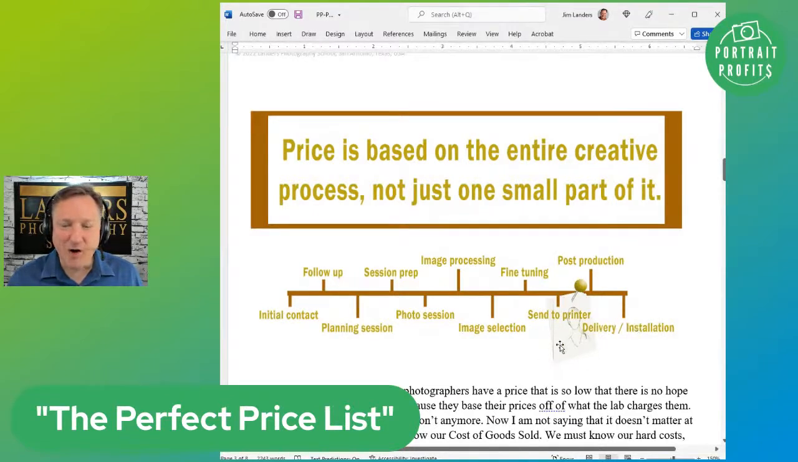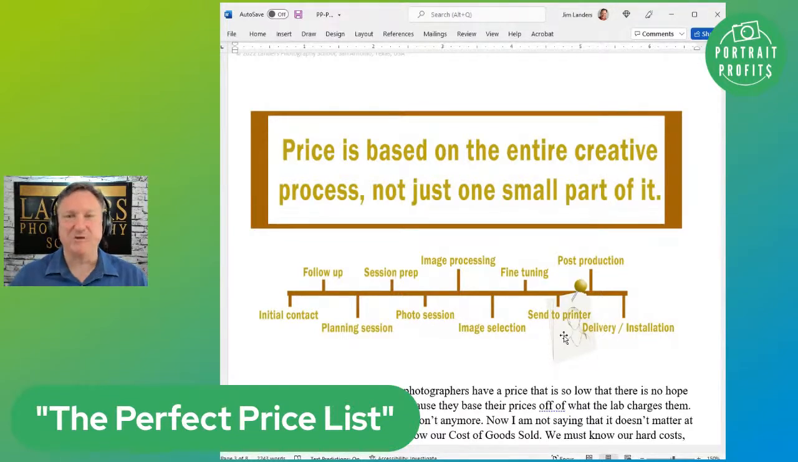And a small percentage of it is printing. And that's why I don't base my prices off of printing, because it's such a small part. And relatively speaking, it's a very small number. The lab just doesn't charge that much. It's a very small amount. I know some of you think, well, it's a lot, because that's what you're used to.